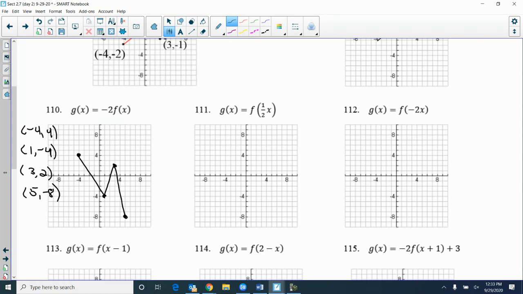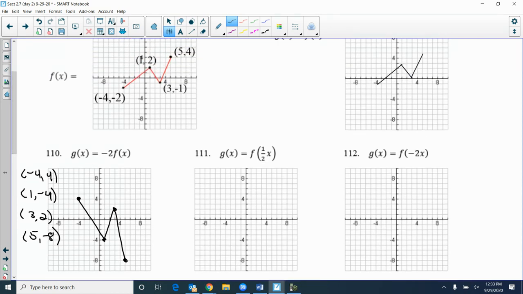So really, I don't know if it's a shortcut, but if you recognize this, all you have to do is take -2 times each y coordinate for that one. Because that's the only thing that's being affected. So -2 times this y coordinate gives me +4. -2 times 2 gives me -4. -2 times -1 gives me +2, and -2 times 4 gives me -8. Okay, that does work. But you got to be careful. That's only if you only have a vertical stretch and then a reflection.